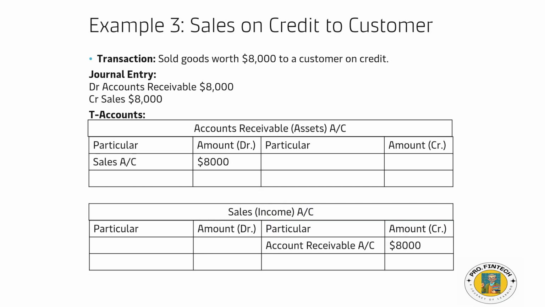Take the example of a third, sales on credit to a customer. Sold goods worth $8,000 to a customer on credit. So debit accounts receivable account $8,000, credit sales revenue account $8,000. So we have two T accounts: accounts receivable, which is an asset, and the sales account, which is an income account. Then the accounts receivable account is debited $8,000. In the particular, we mentioned the sales account, because this debit's corresponding entry is in the sales revenue account. In the sales revenue account, we have mentioned the credit of $8,000, and in the particular we have mentioned accounts receivable because this customer owes us. We are supposed to receive this payment from the customer. Hence, the corresponding entry of this credit of $8,000 is in accounts receivable.